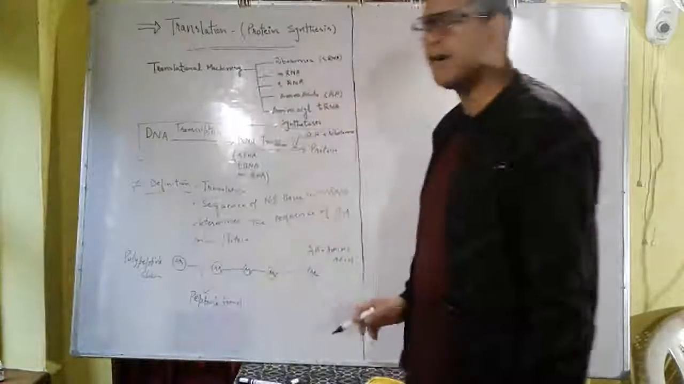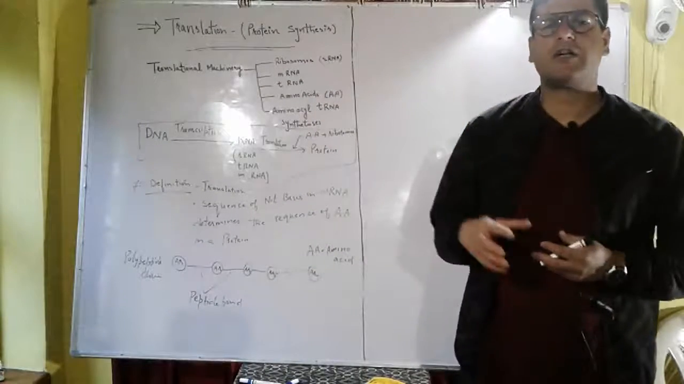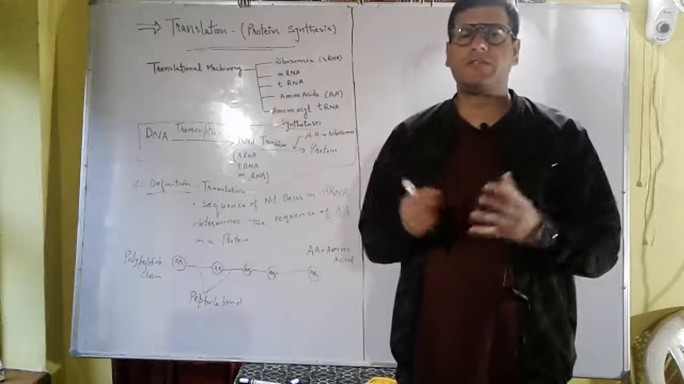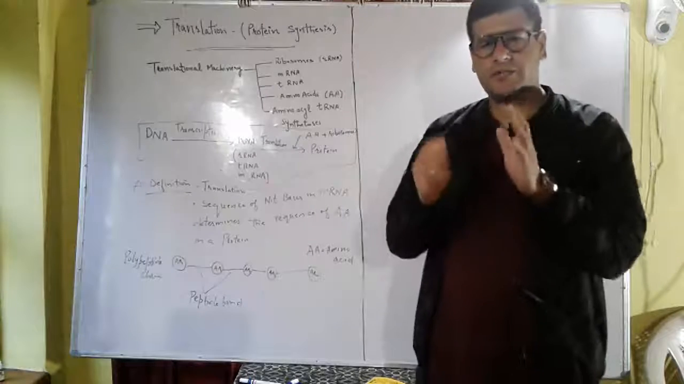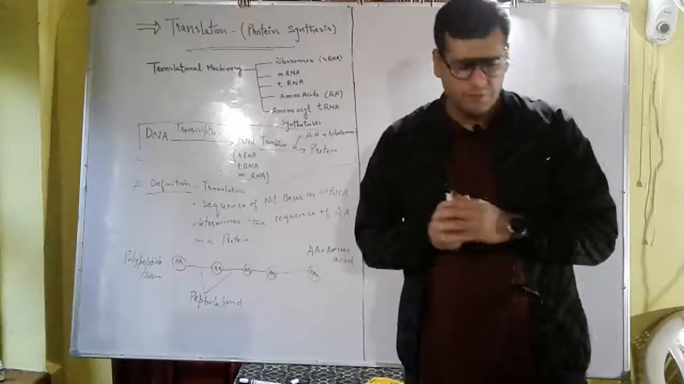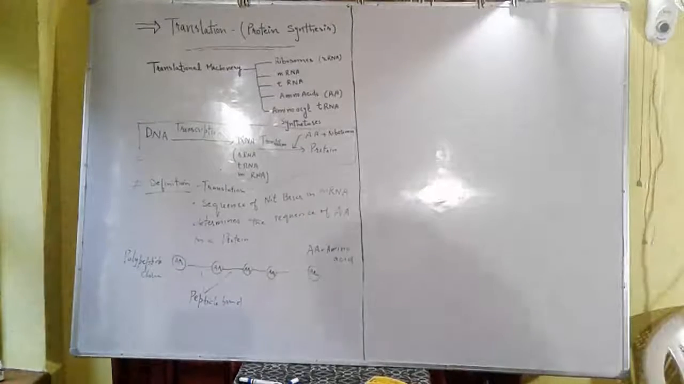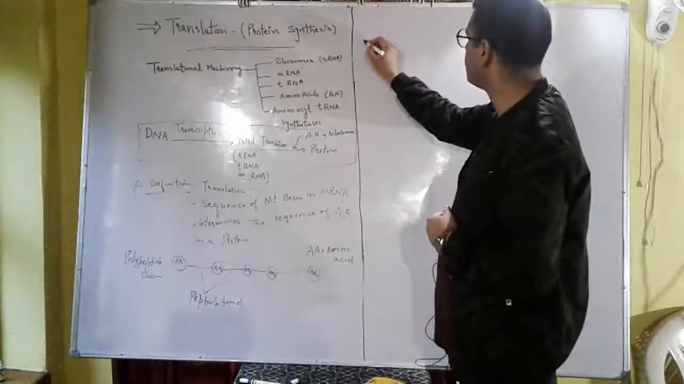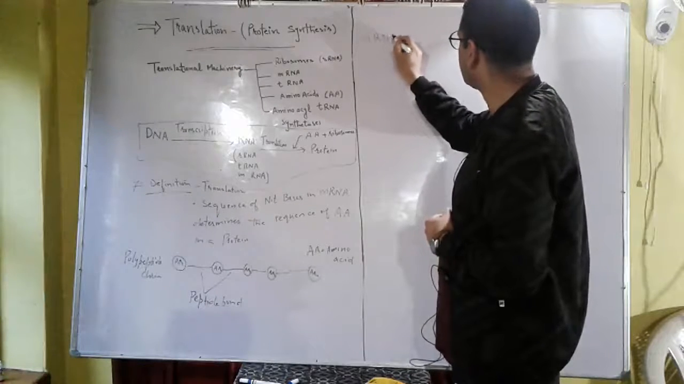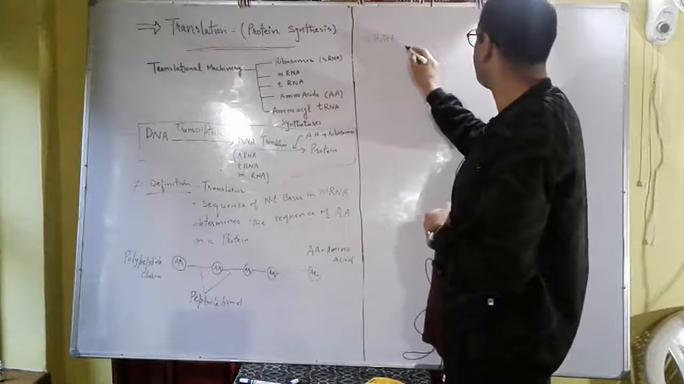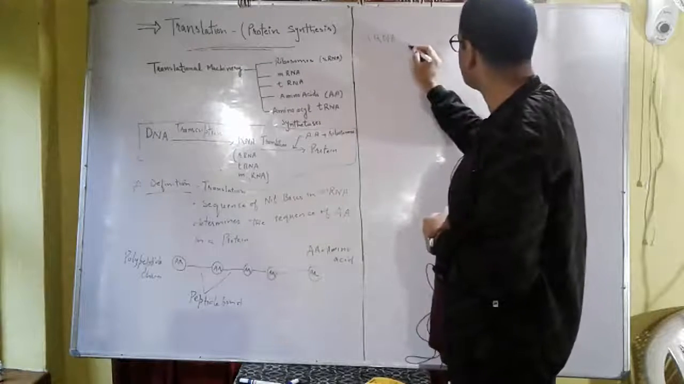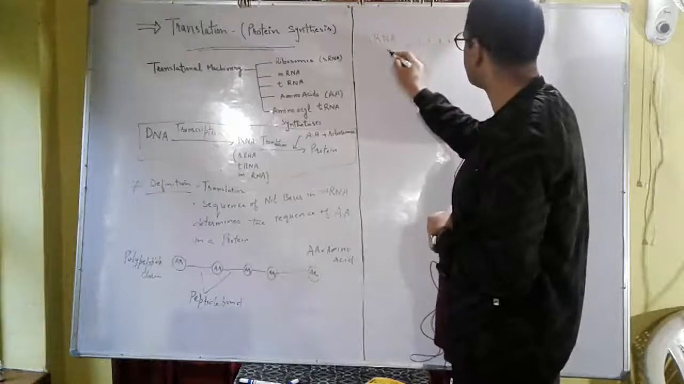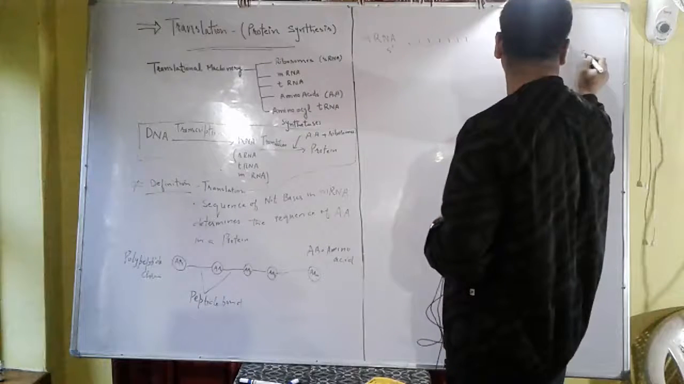Now I told you what translation is. Simply we say translation is protein synthesis. Now how can we define translation? It is simply the sequence of nitrogen bases which determines the sequence of amino acids in a protein. For example, we have mRNA. This mRNA has a particular sequence of nitrogen bases. Suppose this is the mRNA, this is the 5' end, this is the 3' end.